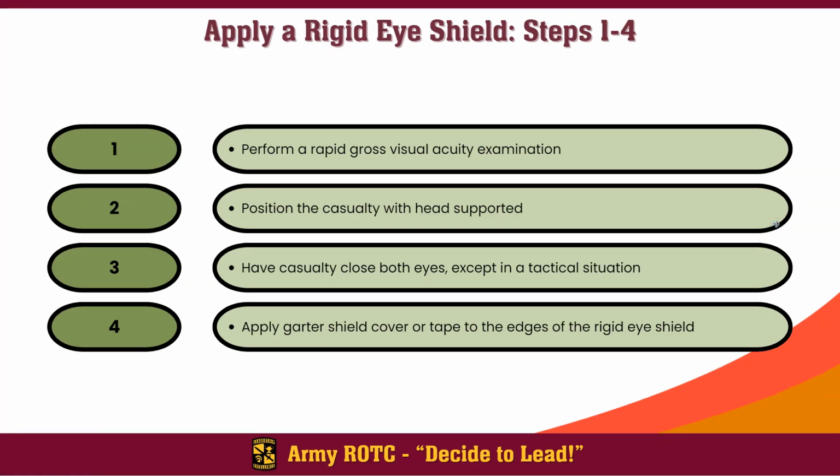All right, so now let's talk eye injuries and applying a rigid or Fox eye shield. So with this one, what you're going to do first is perform a rapid gross visual acuity examination. And the video is going to show this a little bit better than I could explain it. You're going to position the casualty with their head supported, have them close both eyes, except if they're in a tactical situation. Then you're going to apply the garter shield cover or tape to the edges of the rigid eye shield.